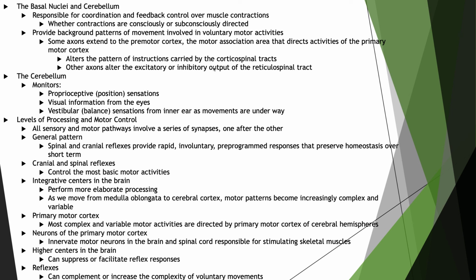The primary motor cortex of the cerebral hemispheres directs the most complex and variable motor activities. And during development, the spinal reflexes and cranial reflexes first appear. More complex reflexes and motor patterns develop as CNS neurons multiply, enlarge, and interconnect. The process proceeds slowly as billions of neurons establish trillions of synaptic connections. And at birth, neither the cerebral nor the cerebellar cortex is fully functional, and centers in the diencephalon and brainstem primarily direct the behavior of newborn infants.